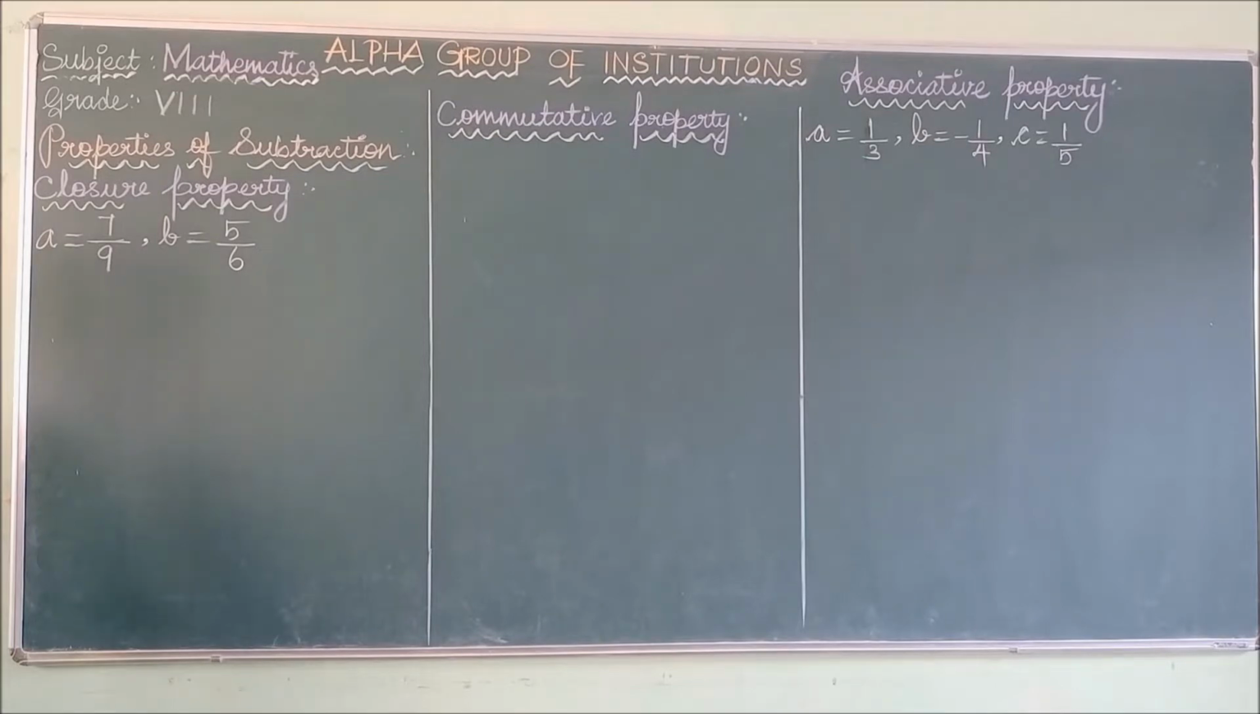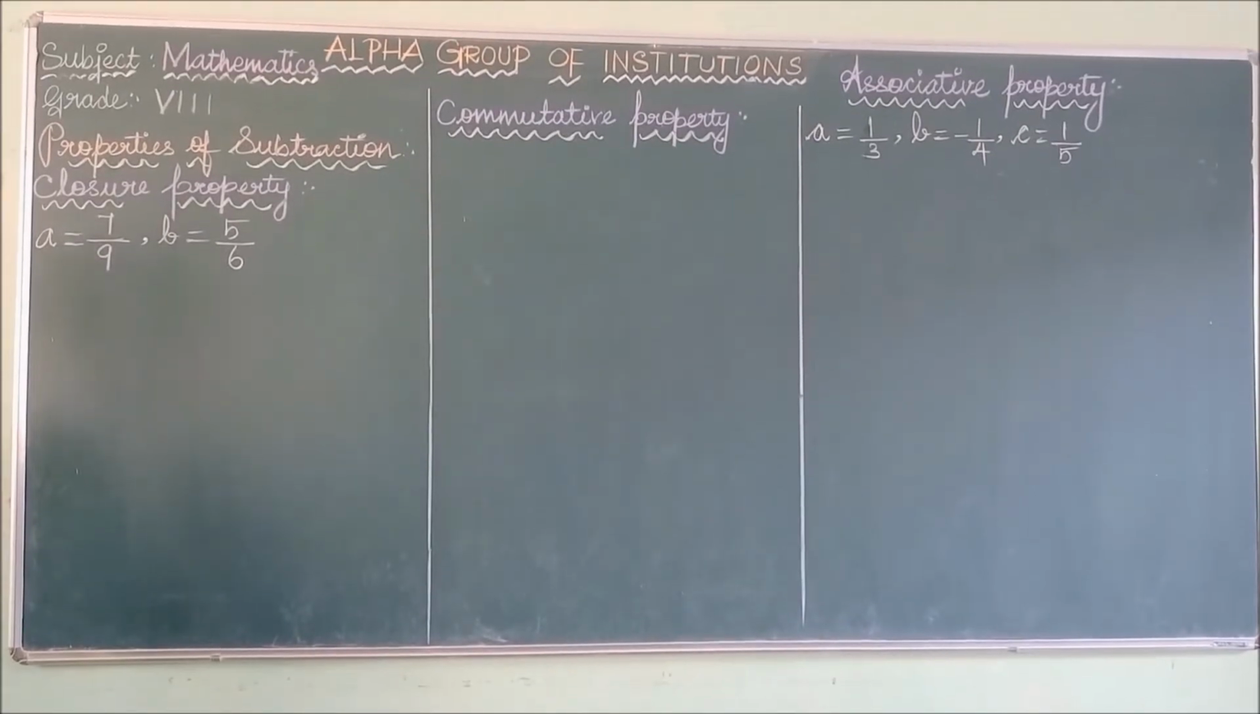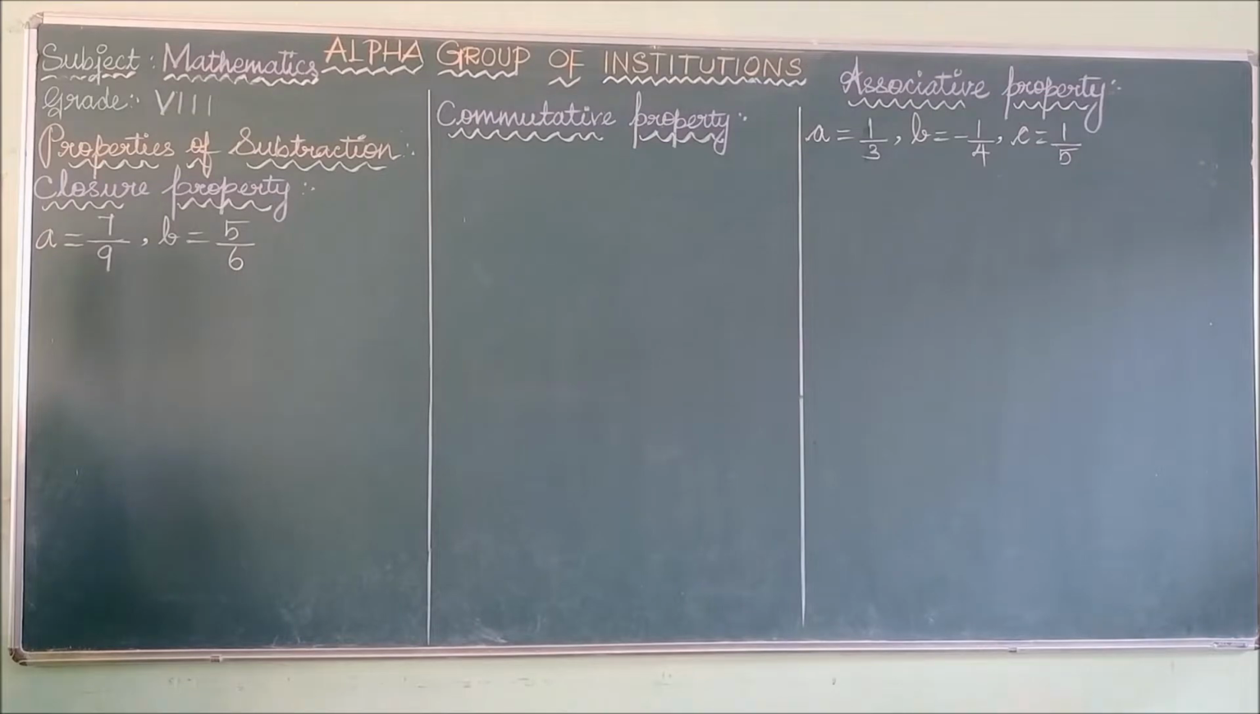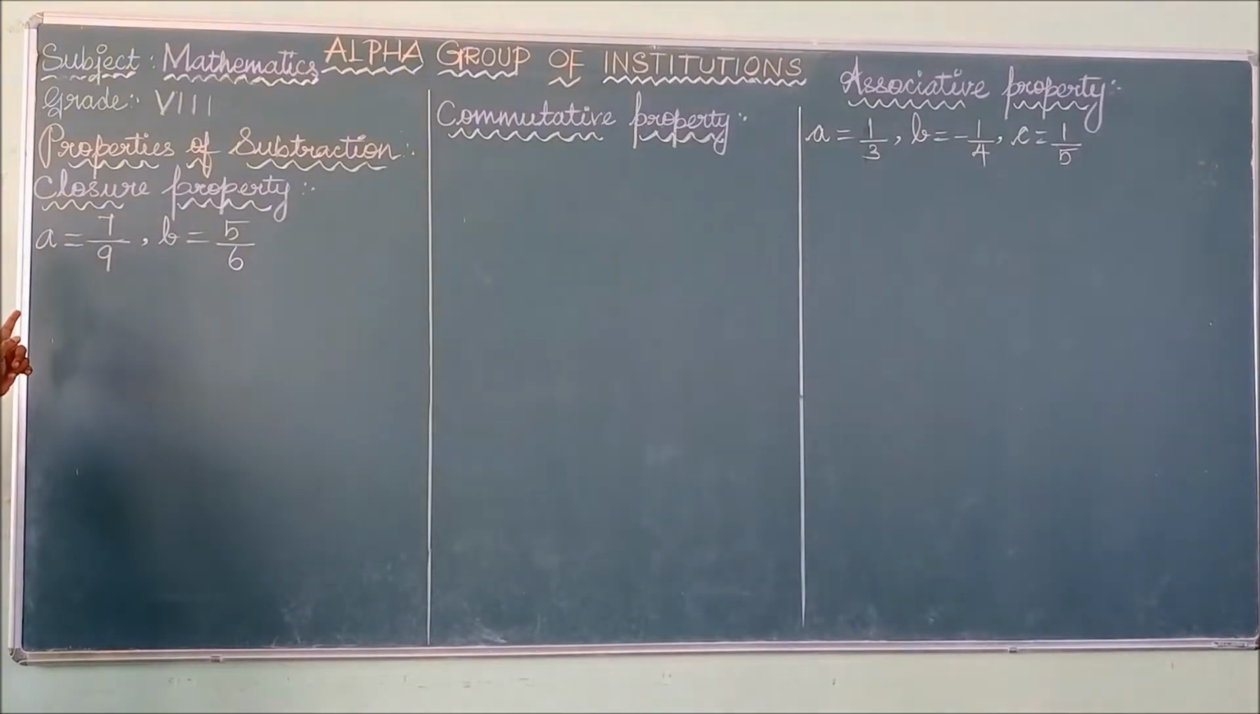Last class we saw the rational number properties of addition. So what are the properties? Closure property, associative property, commutative property, inverse and identity. In the same way, today we are going to see the properties of subtraction. So what is our first property? Our first property is closure.